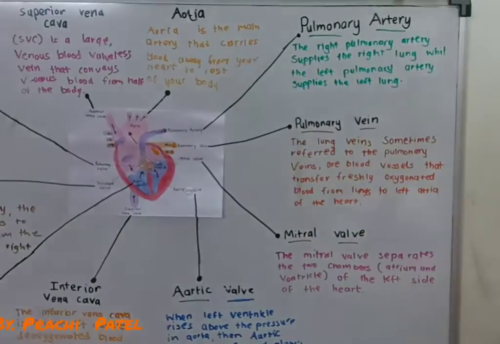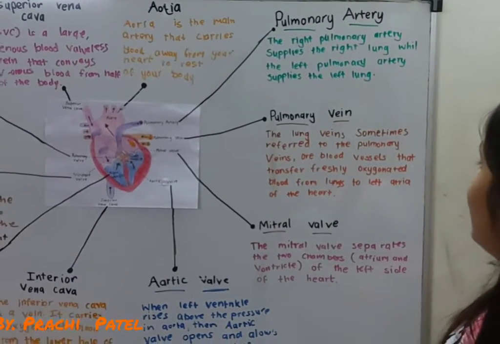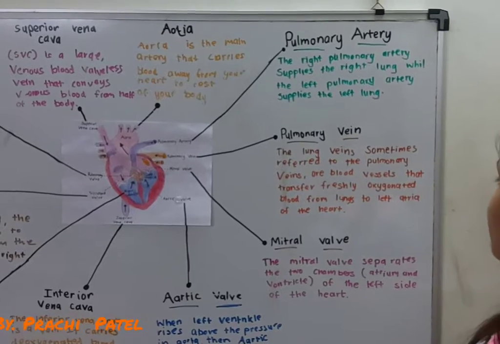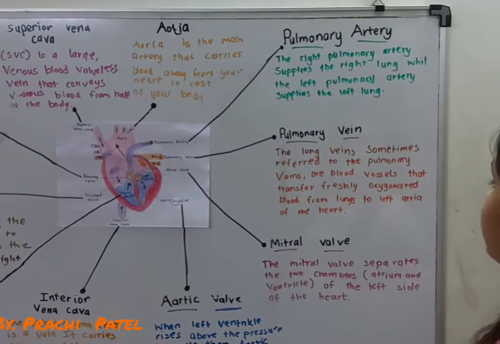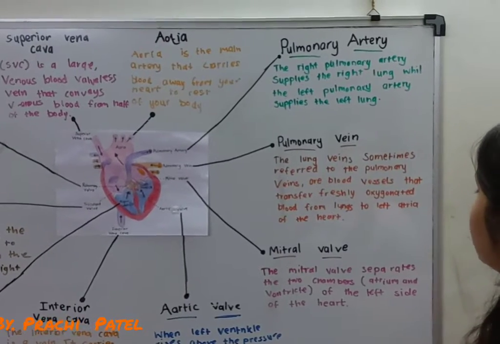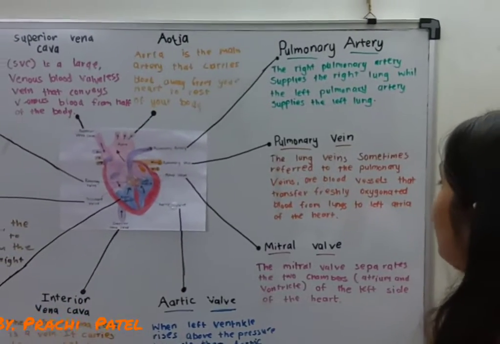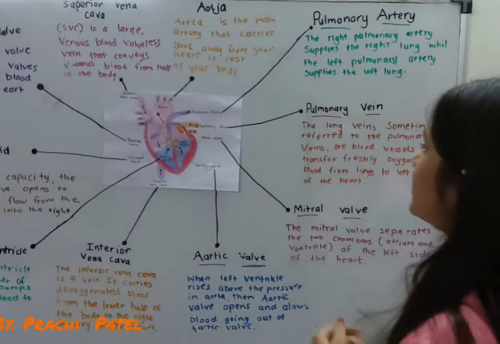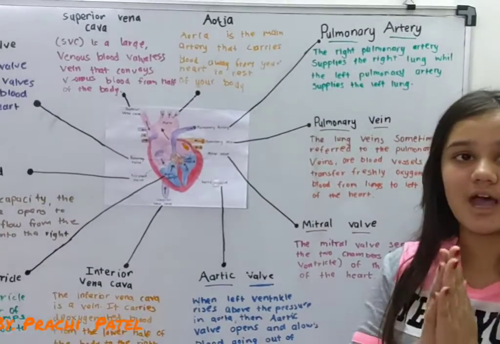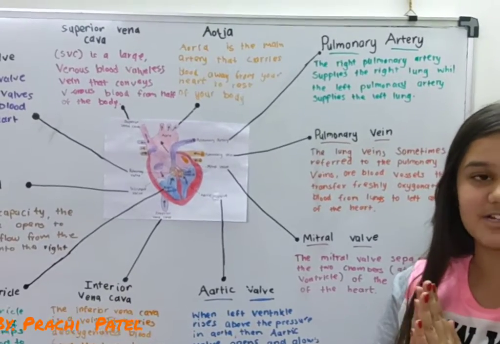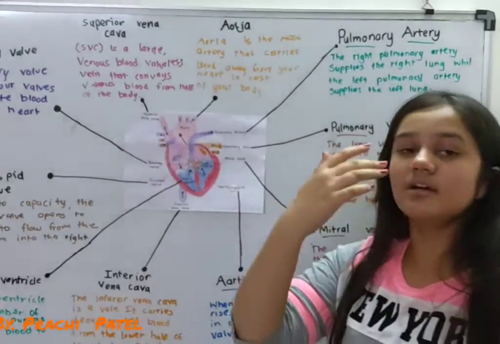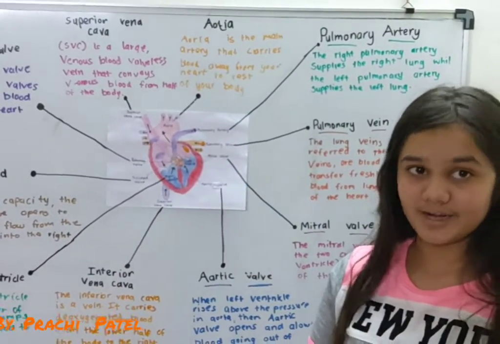Next is the pulmonary valve. The pulmonary valve is one of the valves that transfers freshly oxygenated blood from the lungs to the left side of the heart. So while this gives fresh blood to the heart, the heart gives fresh blood to the body, and in one place it takes deoxygenated blood into the heart.